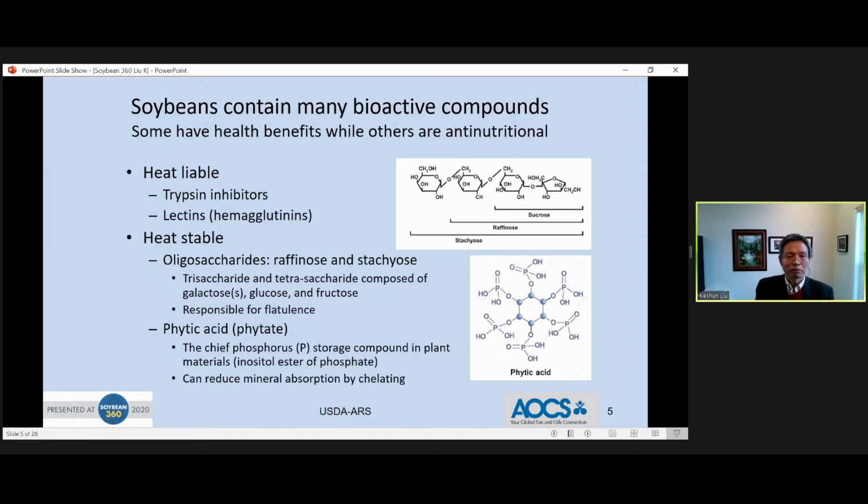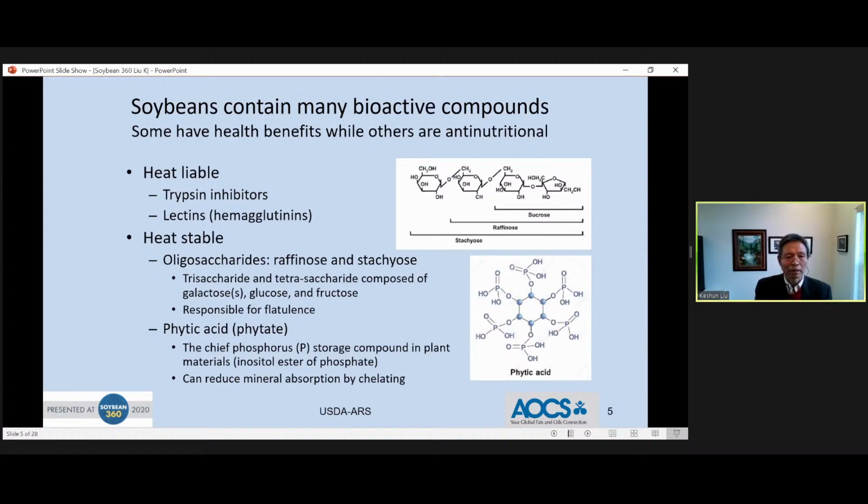The heat-stable ones are what we will focus on today. The two major ones are the oligosaccharides, whose molecular structures are shown on the top right. Sucrose, of course, is one of them, but the two of major concern are raffinose and stachyose. Soybeans contain about 3.5% raffinose on a dry mass basis, and about 1%, a little bit higher, stachyose. Together they are about 4 or 5%, relatively high in soybeans. They are trisaccharides or tetrasaccharides, consisting of glucose, fructose, and galactose.